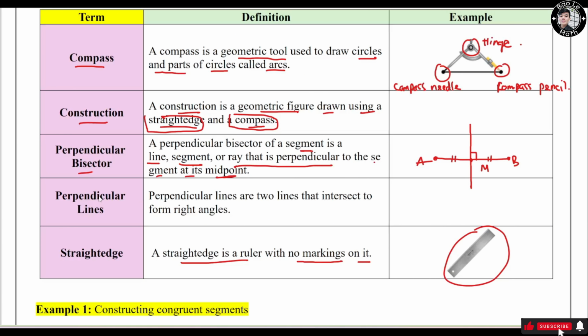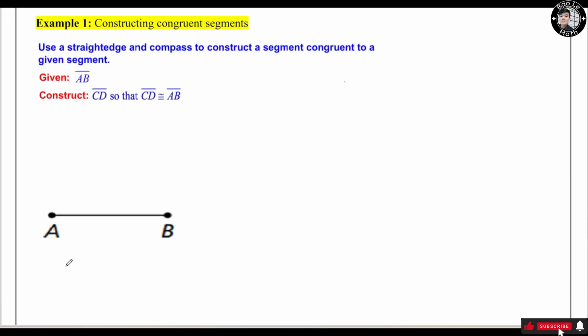Now next one, perpendicular lines. Perpendicular lines are two lines that intersect to form a right angle. So I have the first line right here and the second line right here, and these two lines form a right angle. That's it, right? Now example number 1, we're going to learn how to construct congruent segments.